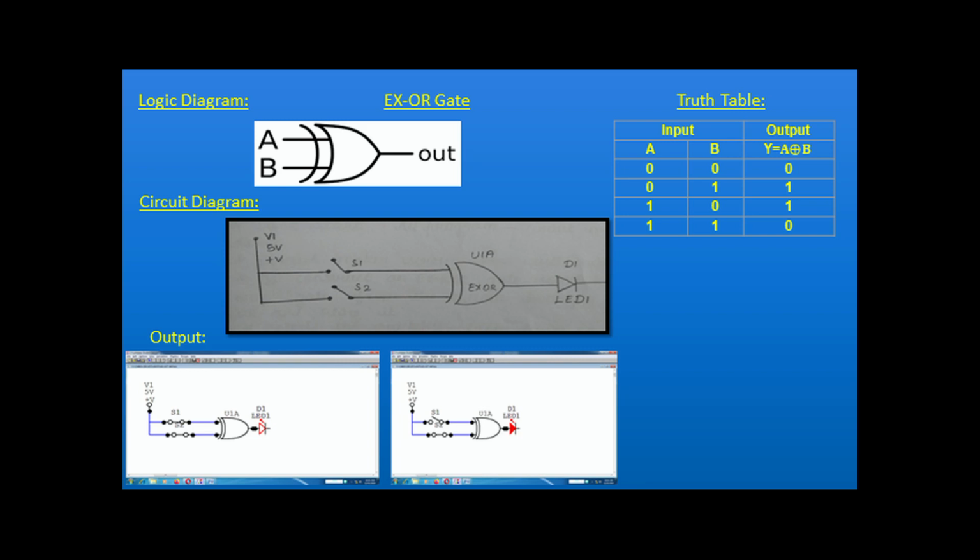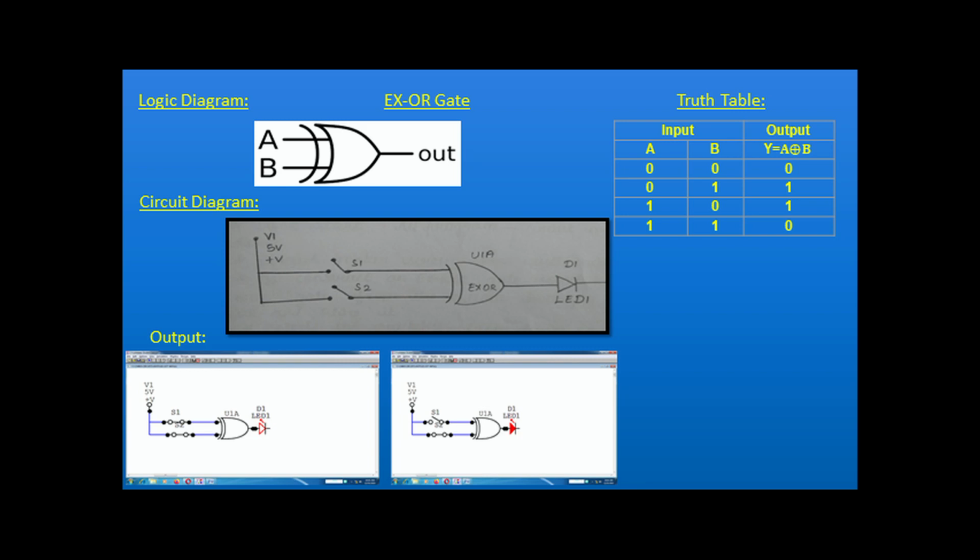Okay, next we are going to see the XOR gate. You can see the logic diagram of the XOR gate. It looks slightly like an OR gate diagram, but before that there is one curve for the XOR gate.